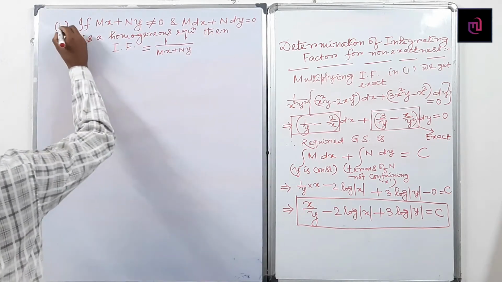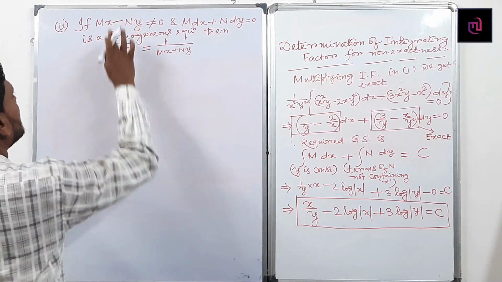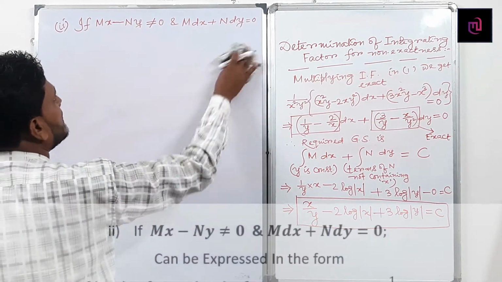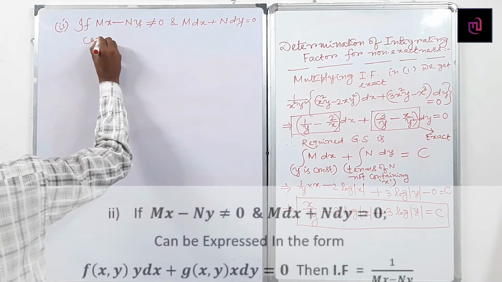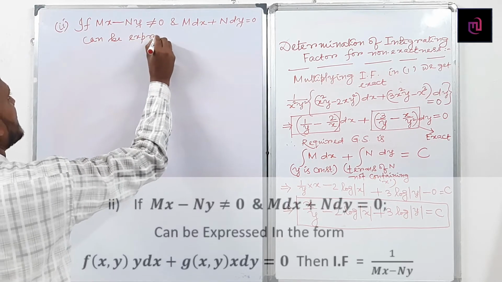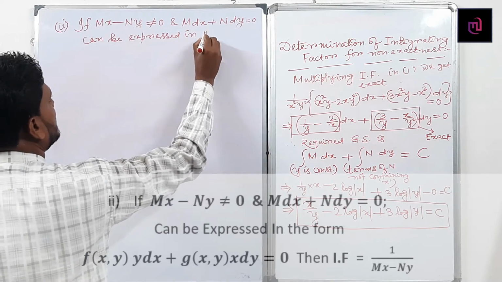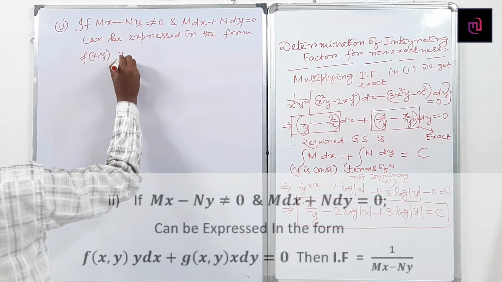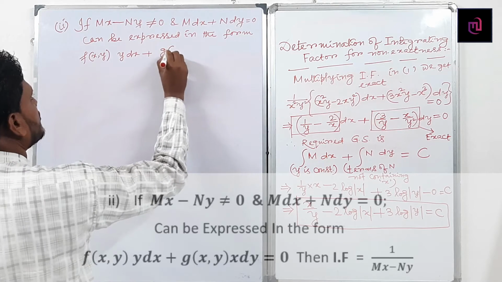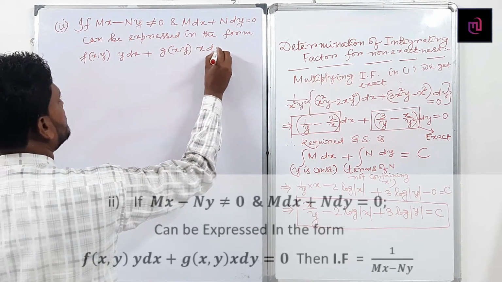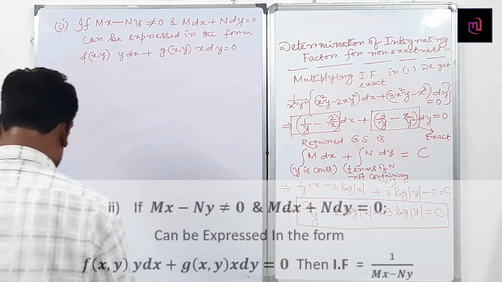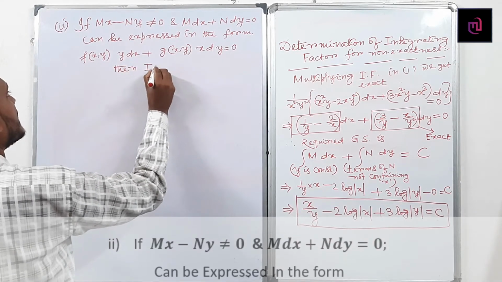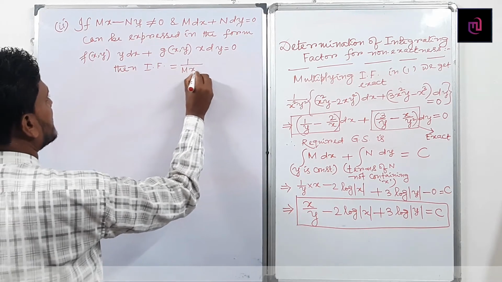The second one: if mx minus ny not equals to 0 and m dx plus n dy equals to 0 can be expressed in the form f of xy into y dx plus g of xy into x dy equals to 0, then the integrating factor equals 1 divided by mx minus ny.